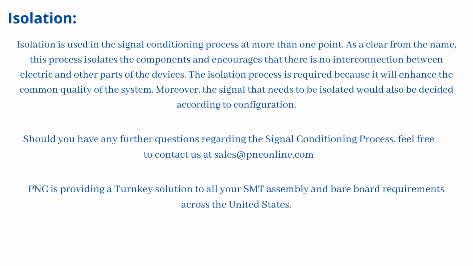Isolation. Isolation is used in the signal conditioning process at more than one point. As clear from the name, this process isolates the components and ensures that there is no interconnection between electric and other parts of the devices. The isolation process is required because it will enhance the common quality of the system. Moreover, the signal that needs to be isolated would also be decided according to configuration.